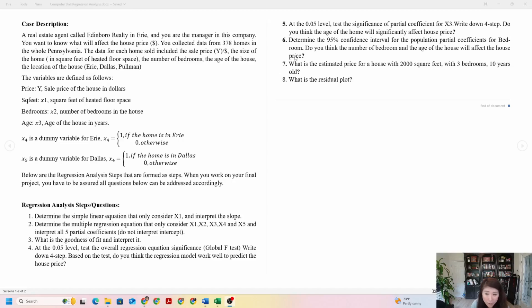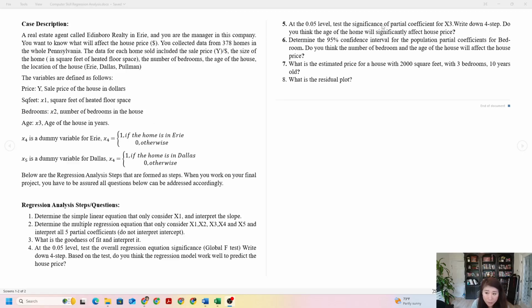In this video, we're going to look at question number 5. At the 0.05 level, test the significant partial coefficient for x3, and then write down 4 steps. Do you think the age of the home will significantly affect the house price? Based on the hypothesis testing here, we can know the relationship between the age, because x3 is the age of the house.